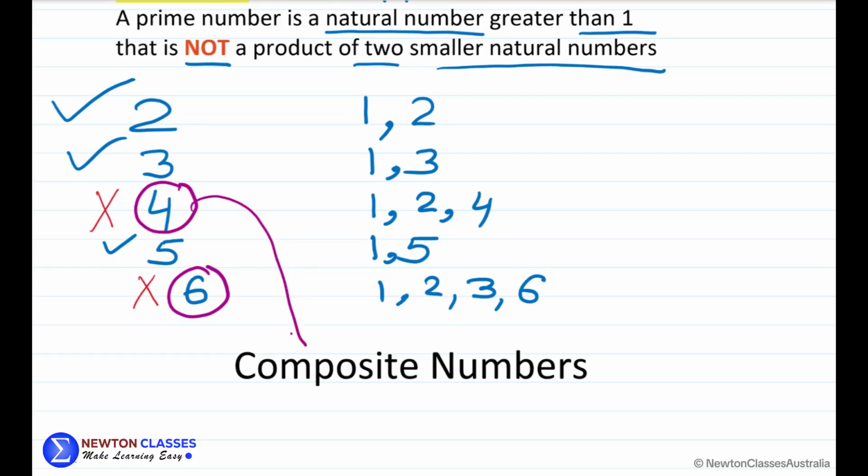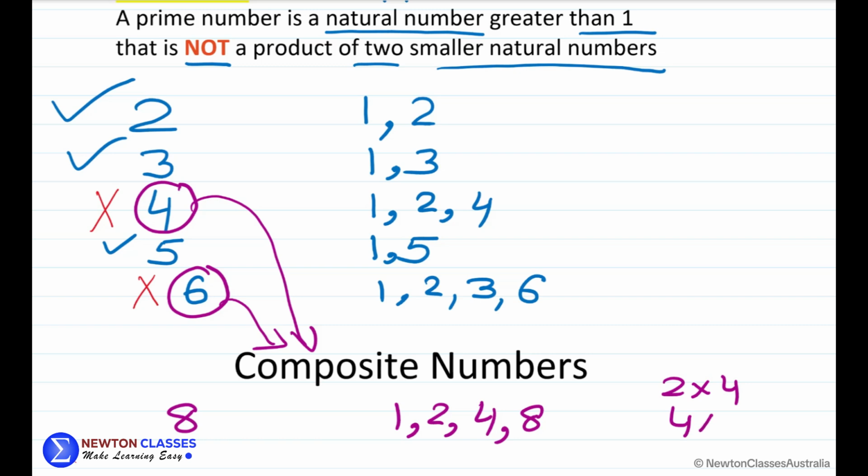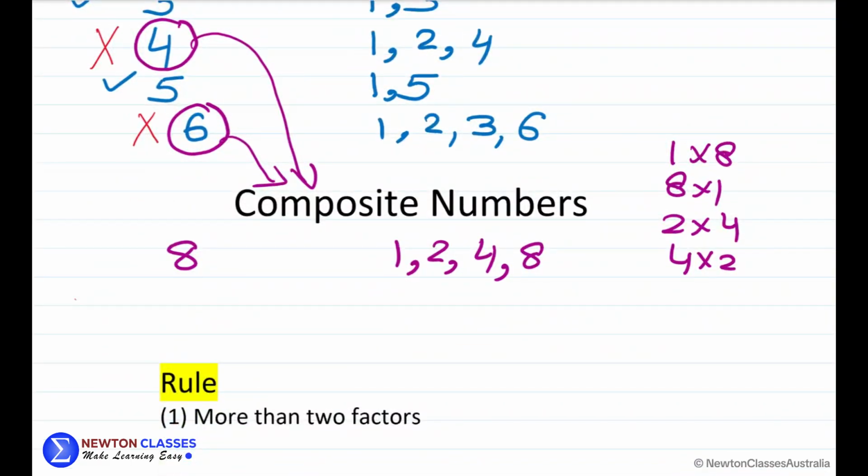So what are composite numbers? Those which have more than two factors. For example, if I write 8, 8 can be divided by 1, 2, 4, and 8. So if I write the product of 8, it can be 2 times 4, 4 times 2, 1 times 8, 8 times 1. So 8 is basically a composite number. So what are the rules for a composite number? There are more than two factors.